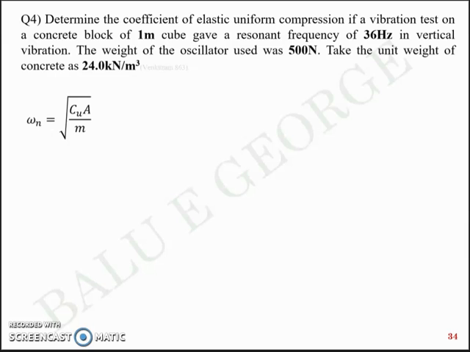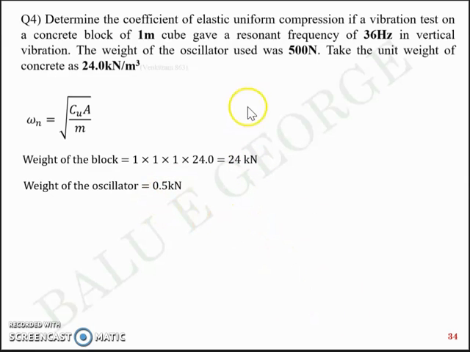Again, we know the natural frequency of the system as root of Cu A by M. Now, to get the weight of the block, you are given the dimension 1 meter cube, which means 1 by 1 by 1 is the volume, multiplied by 24, the unit weight, gives you 24 kilonewton weight. And the weight of the oscillator is already given as 500 newtons, which is equal to 0.5 kilonewton. So the total weight is 24.5 kilonewton, or in kilograms, it's around 2497.5.